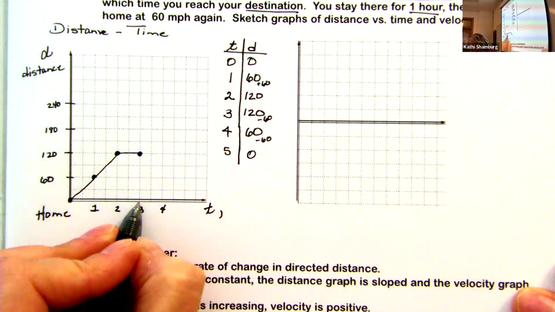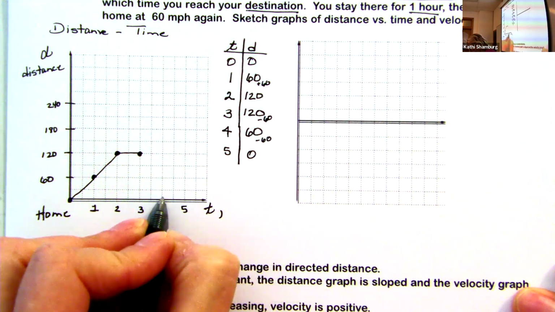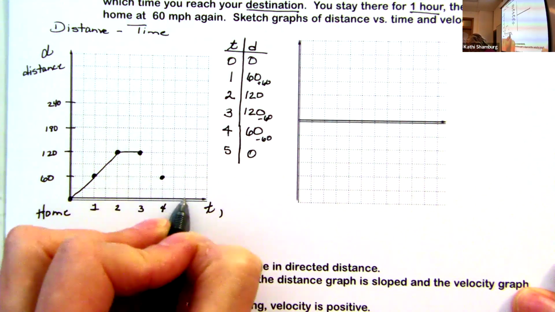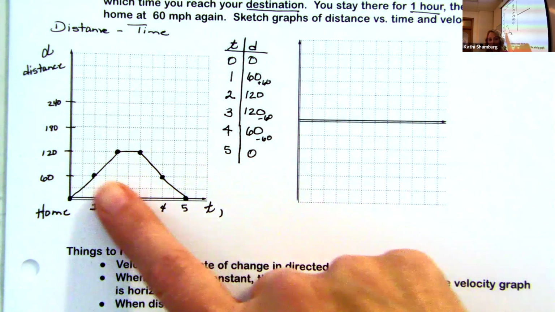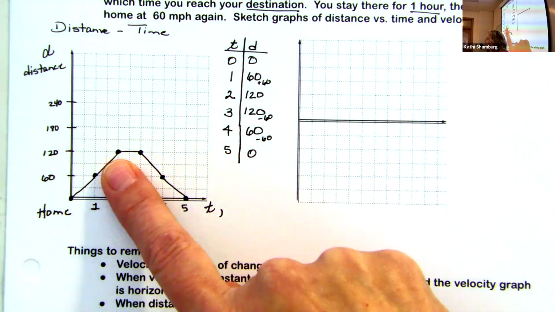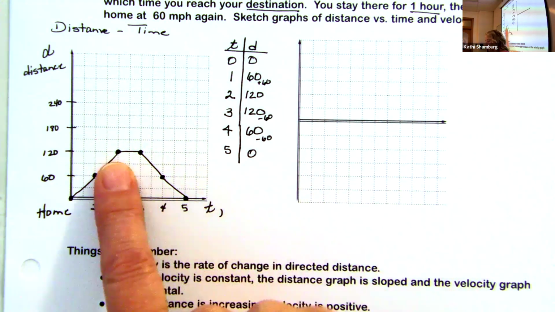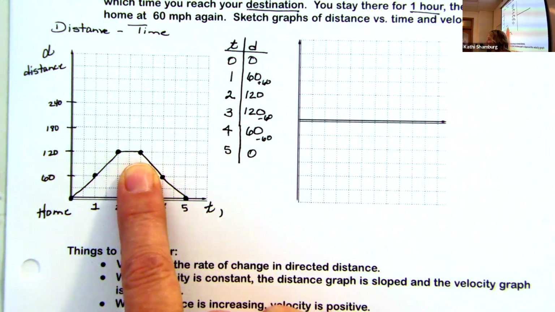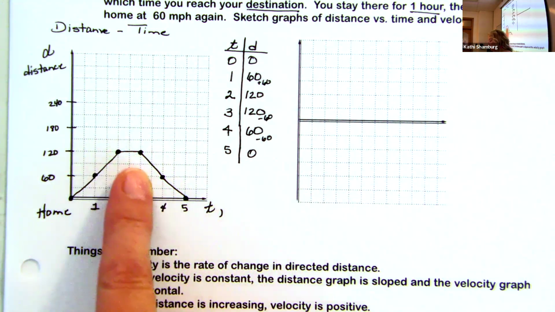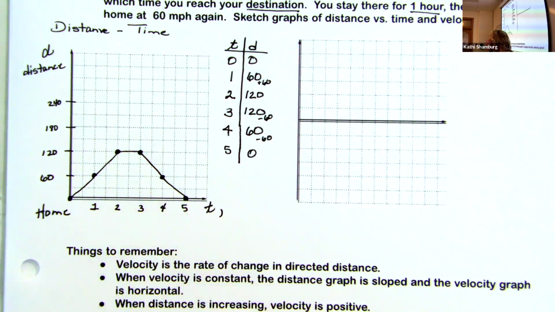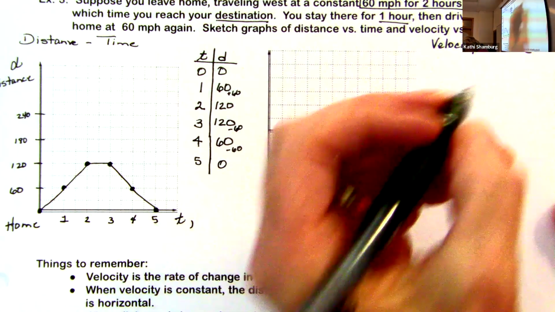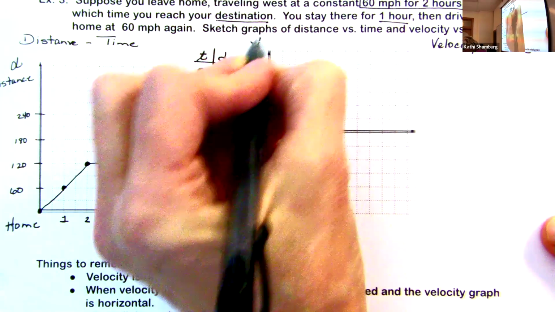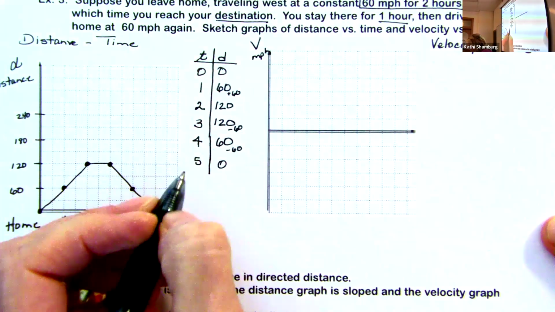So that would look like this. So notice now my distance is increasing because I'm driving away from home. My distance stays the same because I hang out for an hour. And now my distance is decreasing because I'm going back home. Okay, all right, so that means my velocity graph is going to look different this time. So we know that this is miles per hour.